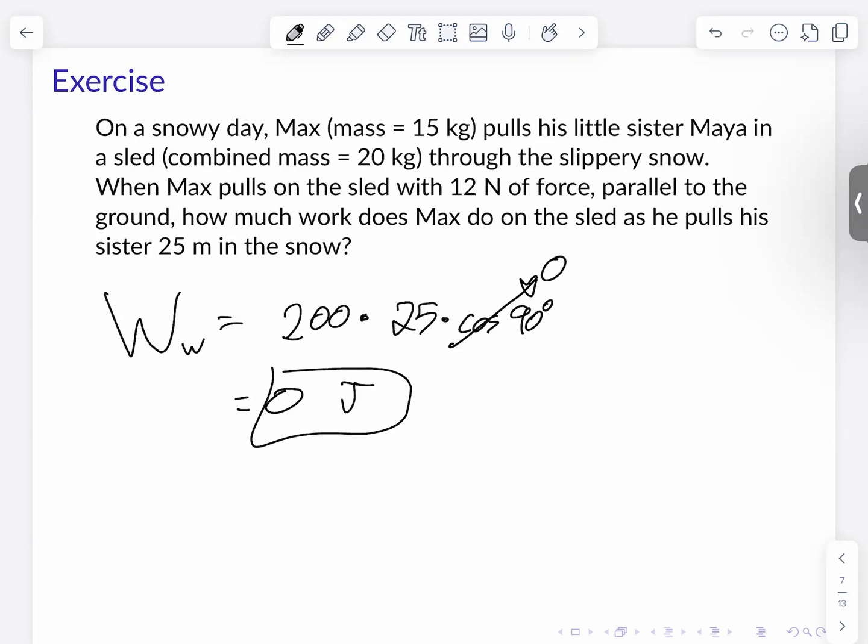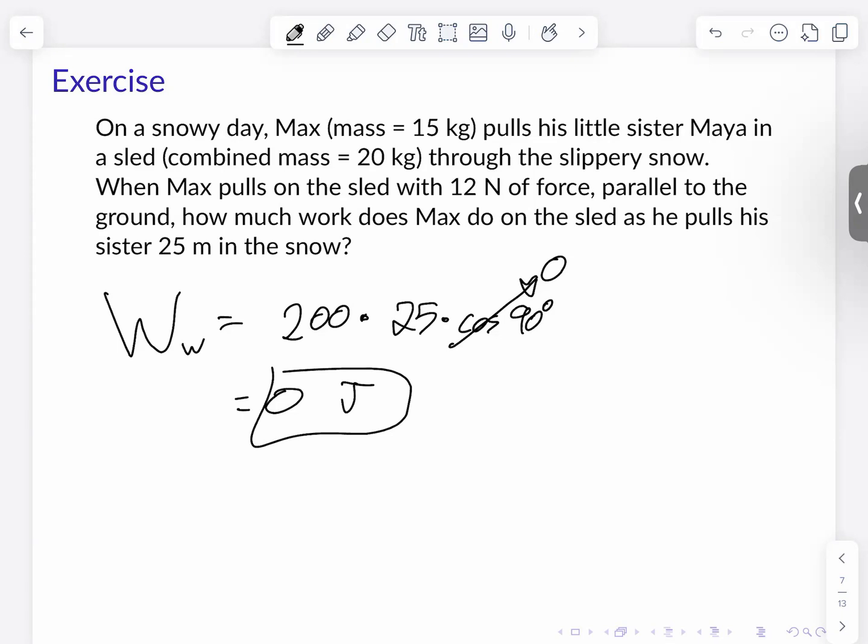What form of energy must be increasing? What form of energy is taking it if Maya is moving at a steady speed? We're on flat ground. He's exerting a force on her. She's not accelerating. Where must his work be going?